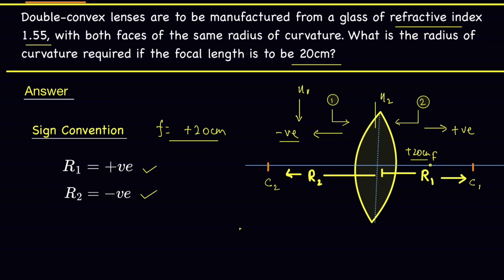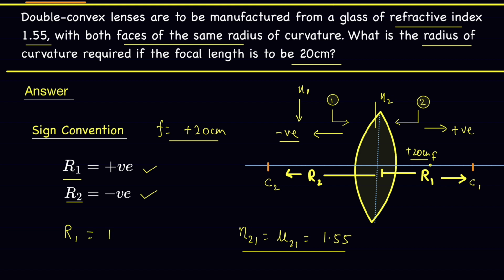If we consider this as refractive index n1 and this as refractive index n2 of the glass, then n21, which can be written as mu21, is equal to 1.55. Now based on this information, we have to find the radius of curvature, the R1 and R2 values. In the question, it is mentioned that both the faces have the same radius of curvature. So it means that the magnitude of R1 and R2 is equal to R. The magnitude is the same, but the sign will change.